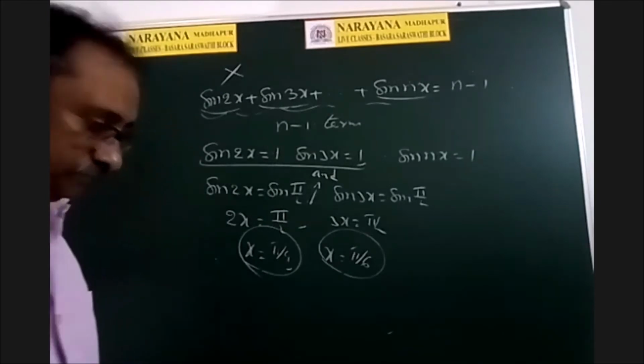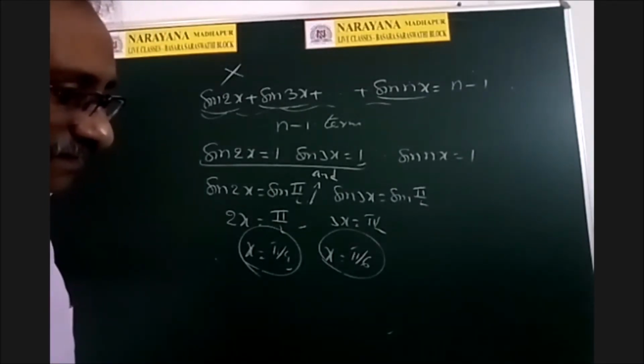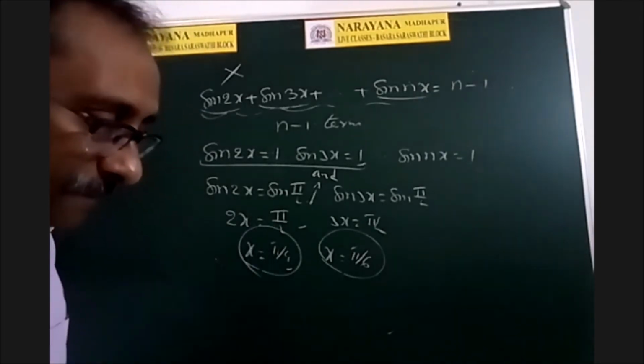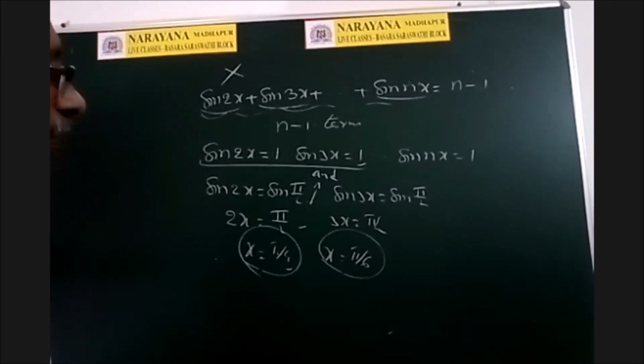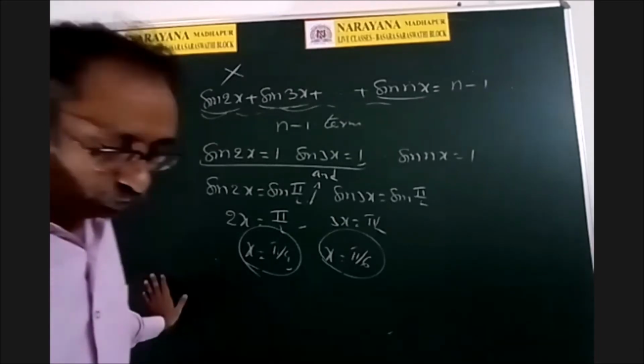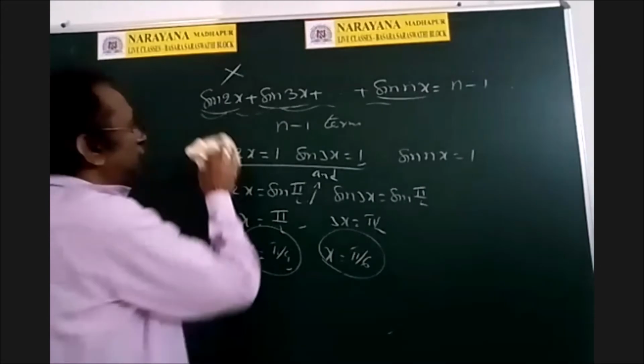Sir, why did you consider sin x equals 1, sin 3x equals 1? I have a doubt in that. Why did you consider sin x equals 1, sin 3x equals 1, all terms equals 1, sir? Then what can I take? You tell me.